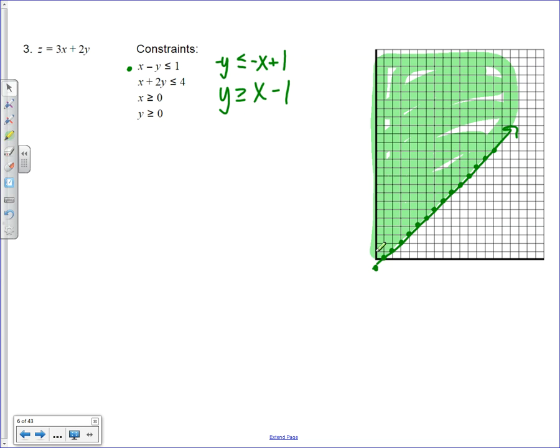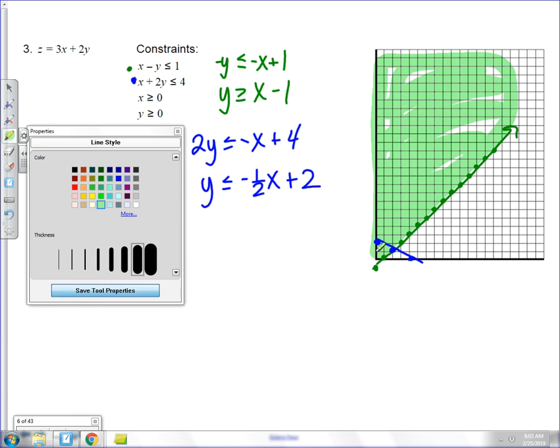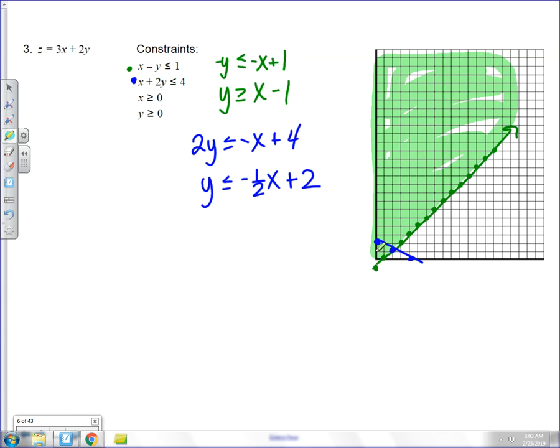Okay, we'll call this one the blue one. I gotta subtract the x, divide by 2, and it looks like that. It looks like I'm going to start this at 2, and I'm going to go down 1 over 1. Well, that was a pretty short line. And it looks like I'm supposed to shade below that one. Well, below that would be down here. So the overlap is this itty bitty guy right in there.